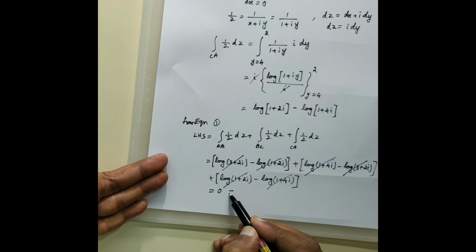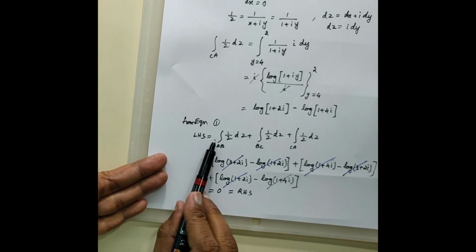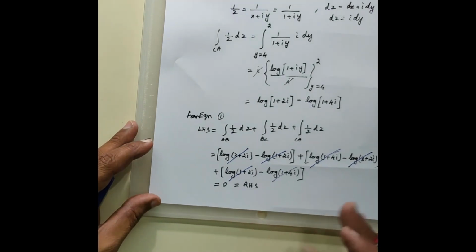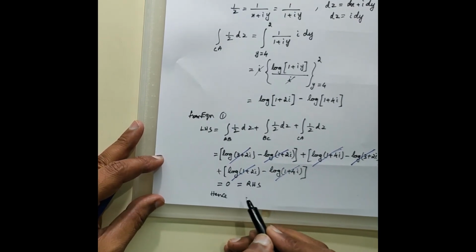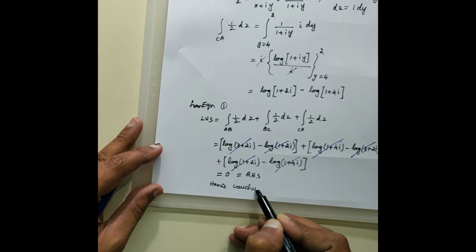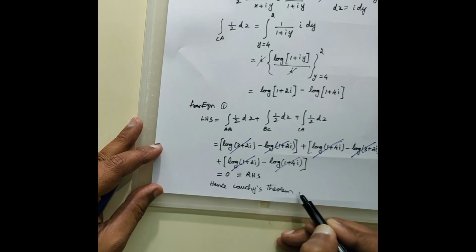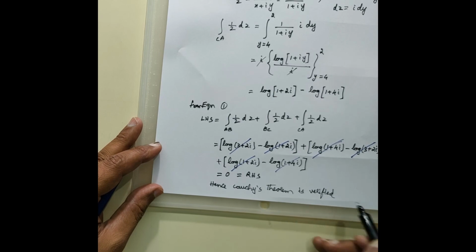So that is nothing but the right hand side of equation number 1. So hence we have proved that LHS is equal to RHS, which means that we have verified Cauchy's theorem. So hence, Cauchy's theorem is verified.